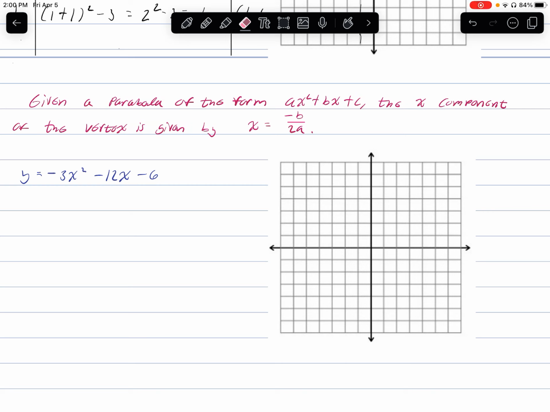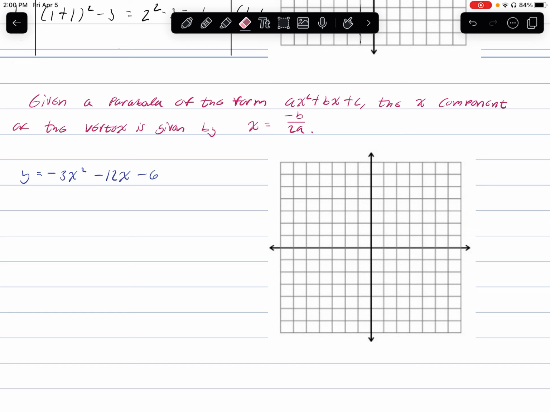Hi everyone. In this video, we're going to continue graphing parabolas. In this case, we're going to be graphing more general versions of a parabola. So this time, we're going to be graphing parabolas of the form ax squared plus bx plus c.